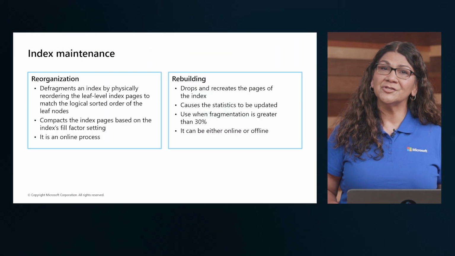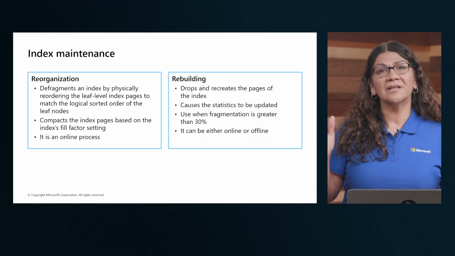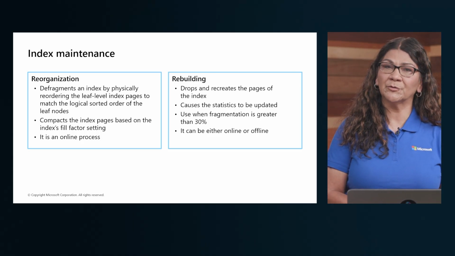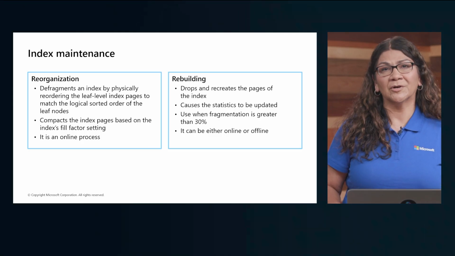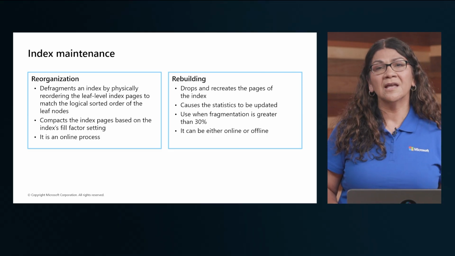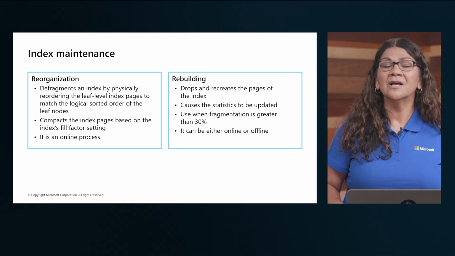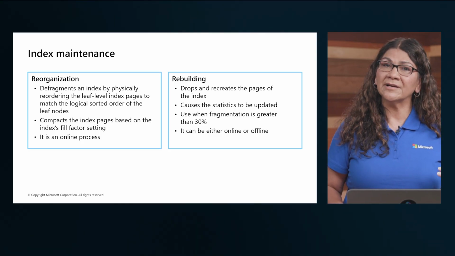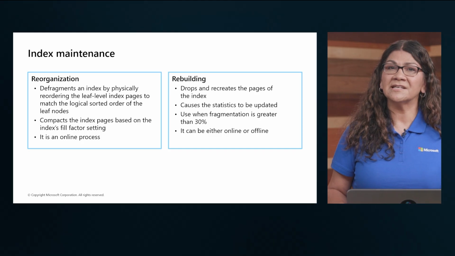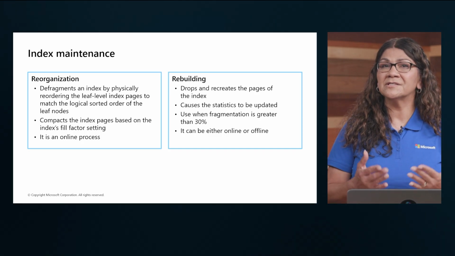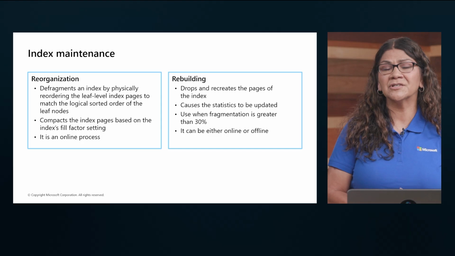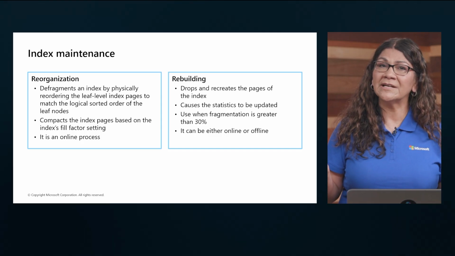Index maintenance outlines two essential strategies, reorganization and rebuilding, for preserving index efficiency and optimizing SQL Server performance. Reorganization is an online process that defrags indexes by reordering the leaf-level pages and compacting them based on the fill factor, while rebuilding drops and recreates index pages. It updates statistics, and it's recommended when fragmentation exceeds 30%, with options for online or offline. These maintenance actions are crucial for reducing input-output operations and improving query performance, especially in read-heavy environments.